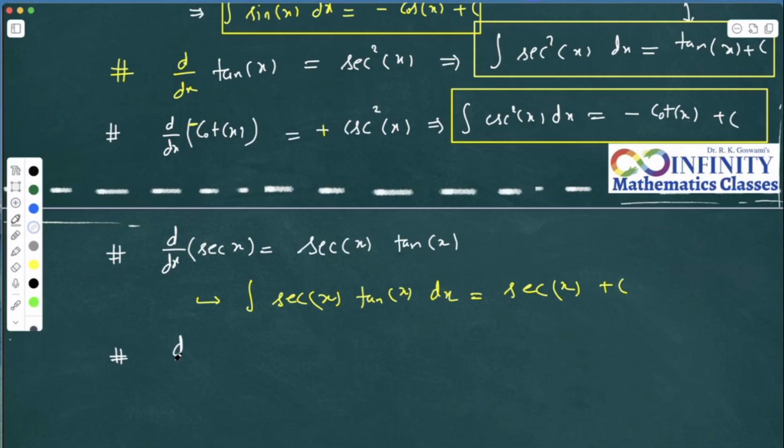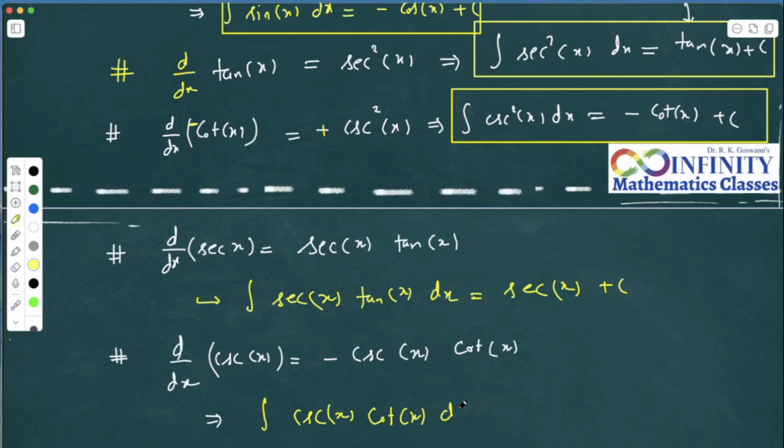So we have got integrations for some specific expressions. Now, in the end, please help me. What is going to be the derivative of cosecant x? Negative cosecant x cotangent x. You are perfectly right there. So you need to adjust the negative sign on the left hand side. What is the integration of cosecant x cotangent x? The answer is going to be negative cosec x plus c. Any doubt there?